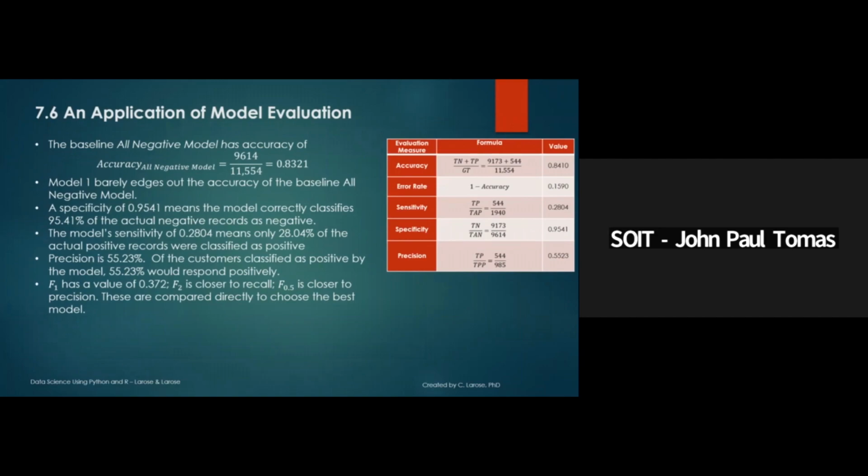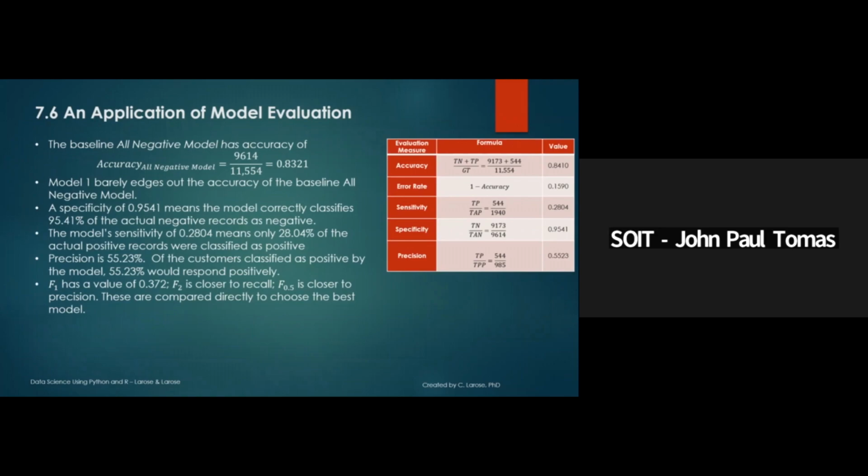55.23%. This is actually the customers classified as positives by the model who would actually respond positively in the marketing campaign, 55.23. So with the precision of your model at about 55%, you have a guaranteed number of clients which will respond positively. But we need to have more than 55% to be able to at least know whether the marketing campaign will actually be successful or not.